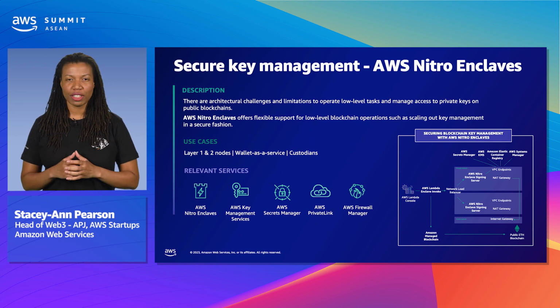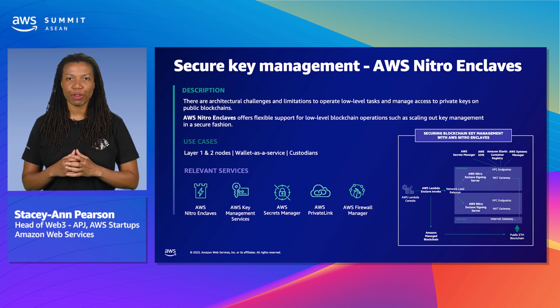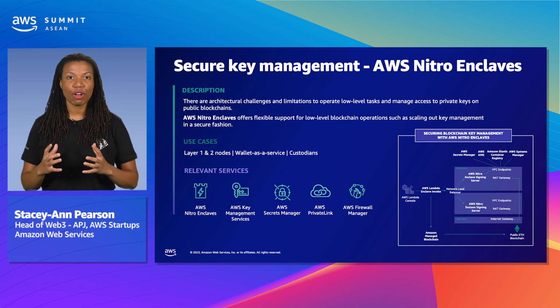The most common use cases where this solution is needed include node management, wallet as a service providers, and digital asset custodians. The relevant services for secure key management are AWS Nitro Enclaves, AWS Key Management Services, or KMS, AWS Secrets Manager, AWS PrivateLink, and AWS Firewall Manager. Take another moment to review the diagram of how the various services fit together.